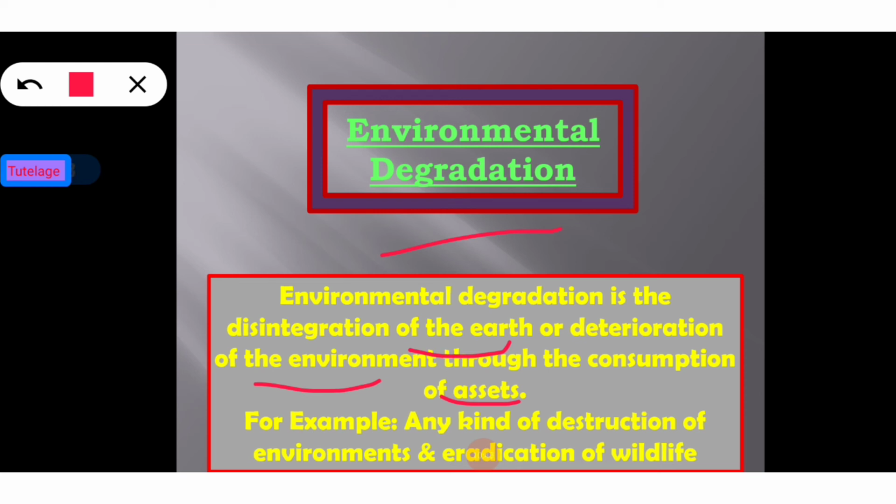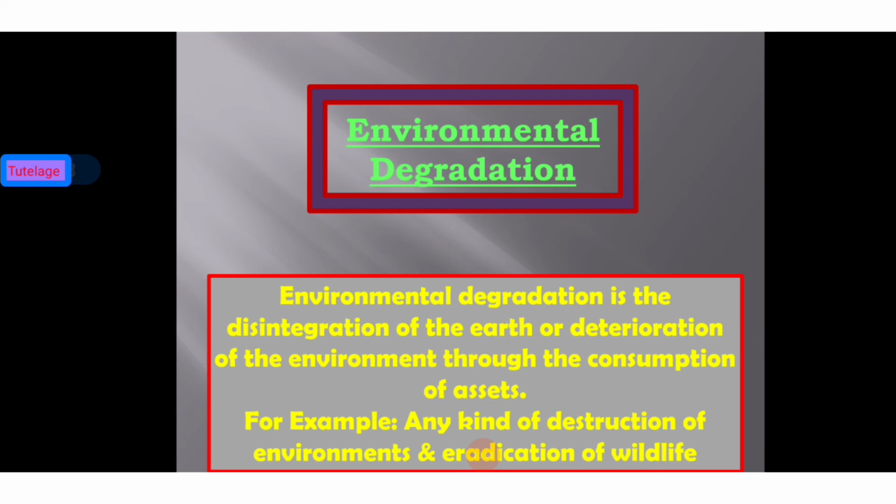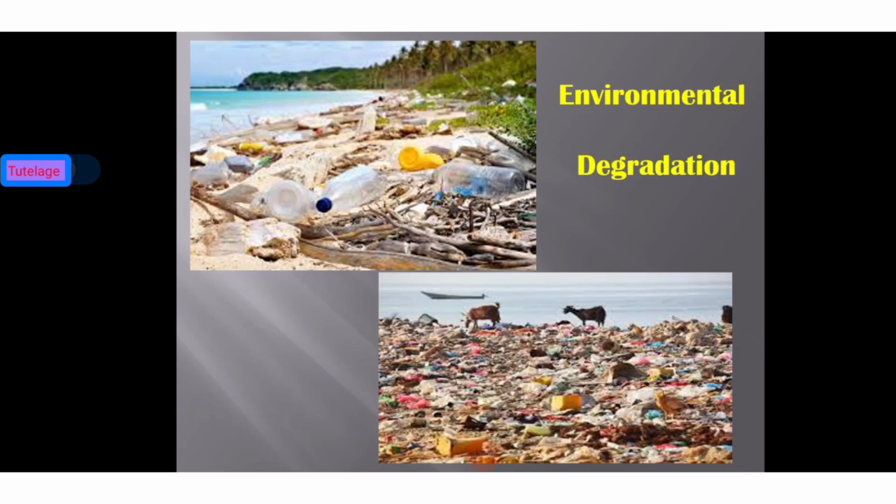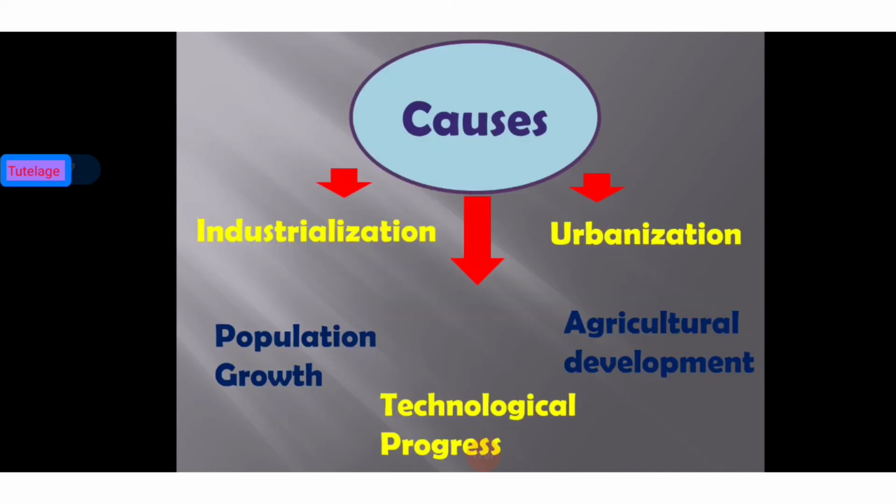What do you mean by environmental degradation? It implies the deterioration of the environment, in simple sense. Okay, so now move on to the next. Here we can see the pictorial example of environmental degradation, and now going to the main topic, that is the causes of depletion of resources and environmental degradation.